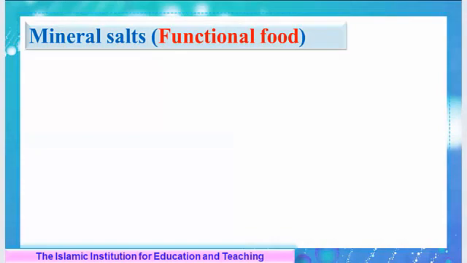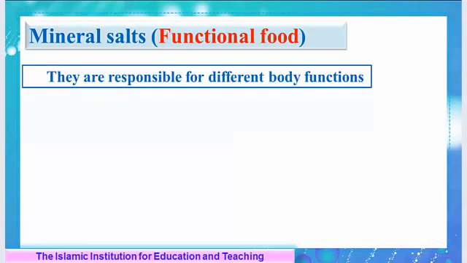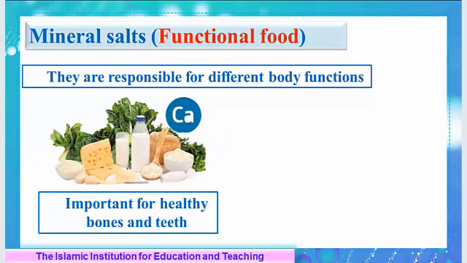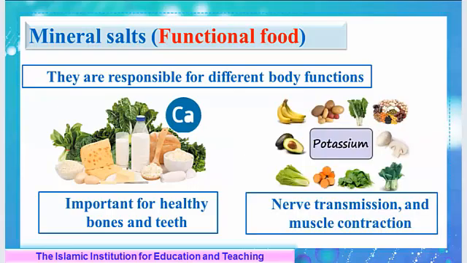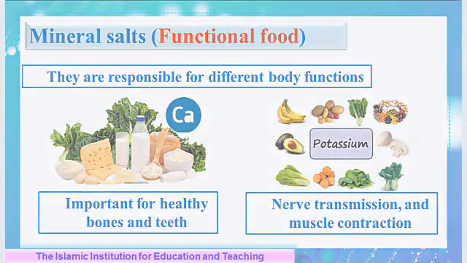Actually, our body needs minerals for different functions and chemical processes. For example, calcium, which is provided by eggs, dairy products, and leafy green vegetables, is important for healthy bones and teeth. While potassium, which is found in different fruits and vegetables, is important for nerve transmission and muscle contraction.